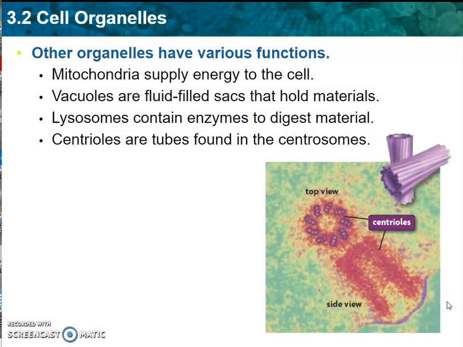Centrioles are tubes found in the centrosomes. They're seen only in dividing animal cells. They're made up of microtubules in patterns of 9 triplets. They're found inside the centrosome, and they replicate and move to poles during cell division.